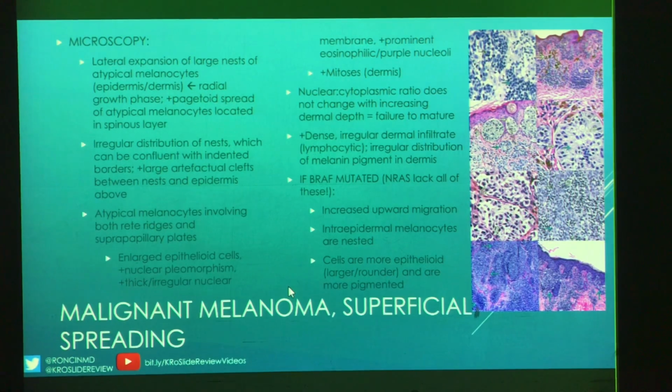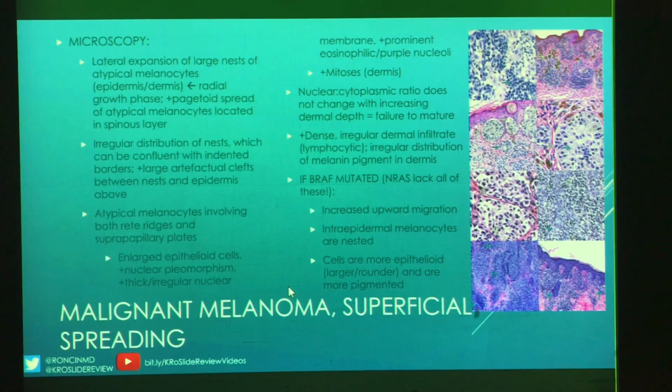So again, we have lateral expansion of those large nests of atypical melanocytes. There is a radial growth phase, which we didn't see with the nodular type of malignant melanoma. You will see pagetoid spread within the spinous layer of the epidermis, because remember, this is superficial spreading, so it involves not only the dermis but the epidermis as well. You will see these large clefts, those artifact clefts again, and our case actually had some really nice examples of that.